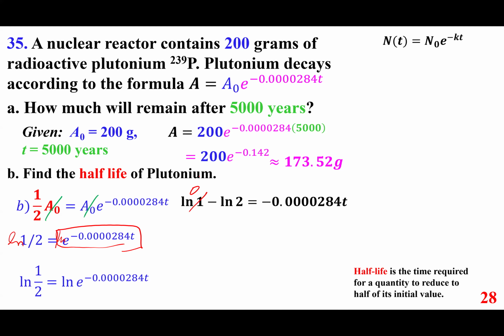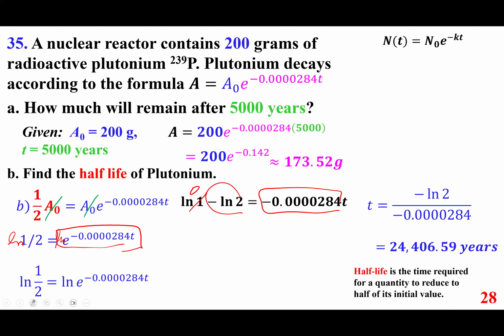And so t becomes this number divided by this number. And now you put it into a calculator, and it says it takes 24,406 years, roughly 0.59, to get to half of its value. And that's the idea.